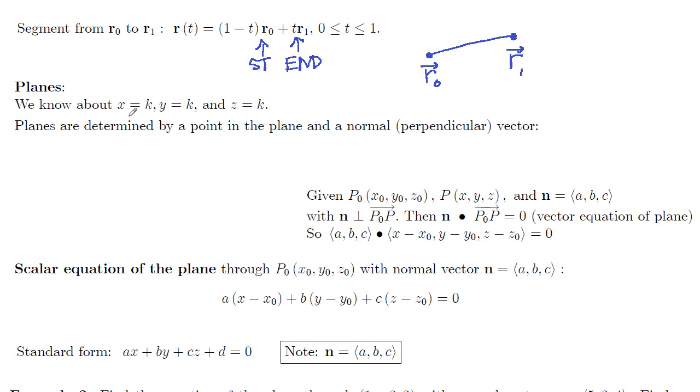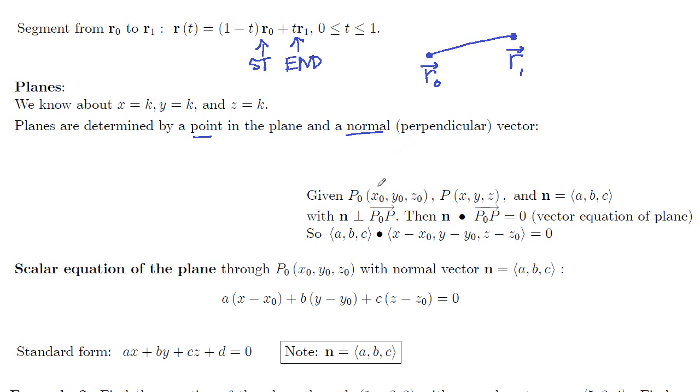So we've looked at the constant planes, x constant, y constant, z constant, and those we're familiar with. So let's look at non-horizontal, non-vertical planes. Planes are determined here by a point and a normal or perpendicular vector. So for lines, it's a point and a direction vector. For planes, it's a point and a normal vector.